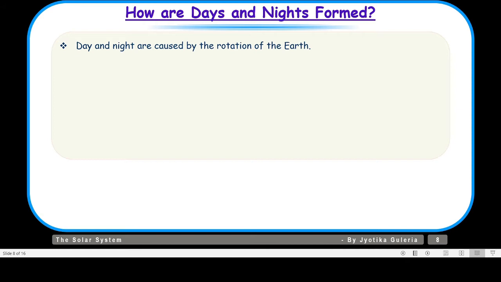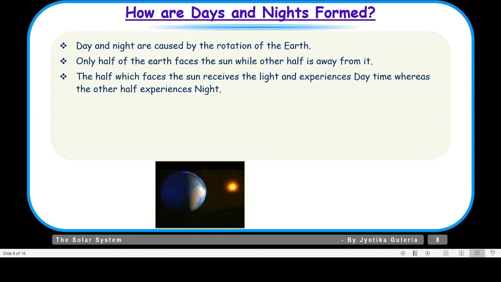Day and night are caused by the rotation of the earth. Only half of the earth faces the sun while the other half is away from it. The half which faces the sun receives the light and experiences day, whereas the other half experiences night. So as you can see here, while rotating on its own axis, the half of the earth which faces the sun receives the light of the sun and has day, whereas the other half which does not receive the light of the sun has night.